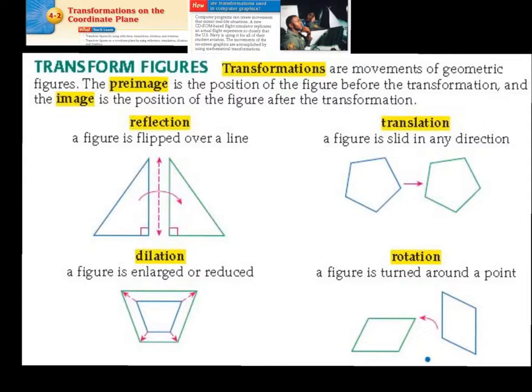The pre-image is the position of the figure before the transformation, and the image is the position of the figure after the transformation. A reflection is a figure flipped over a line. A dilation is a figure enlarged or reduced. A translation happens as a figure is slid in any direction, and a rotation is a figure turned around a point.